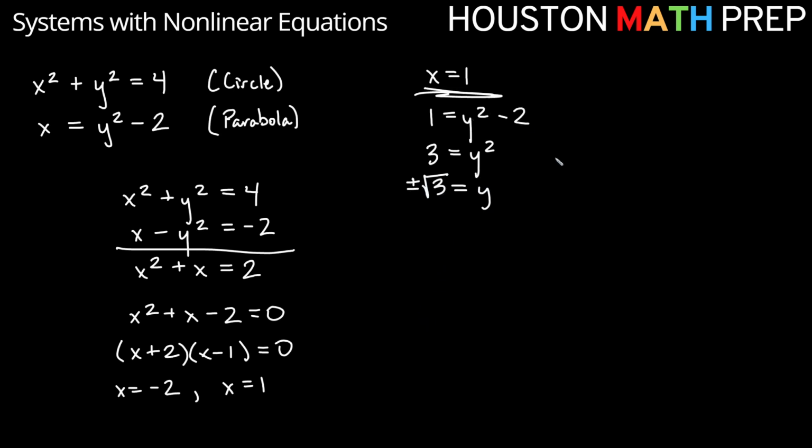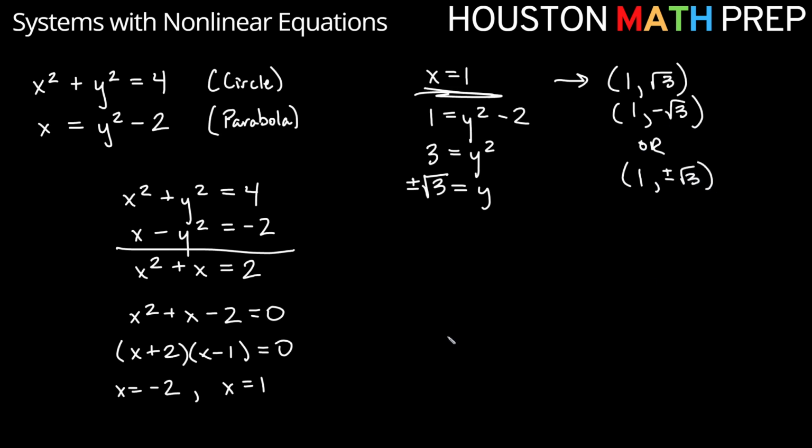So think about what we've got here. This is 2 possible y values with 1 x value. So this would give us 1 comma positive root 3 and 1 comma negative root 3. Okay, we might also write that as 1 comma plus or minus root 3. Okay, so that is 2 solutions right there. Let's look at when x is negative 2.